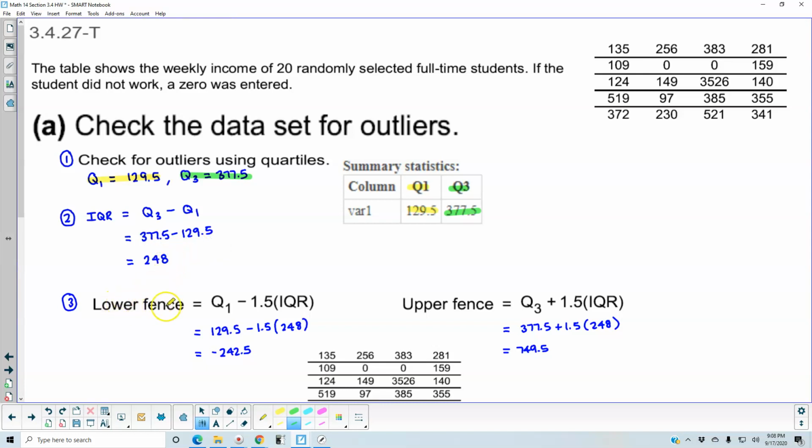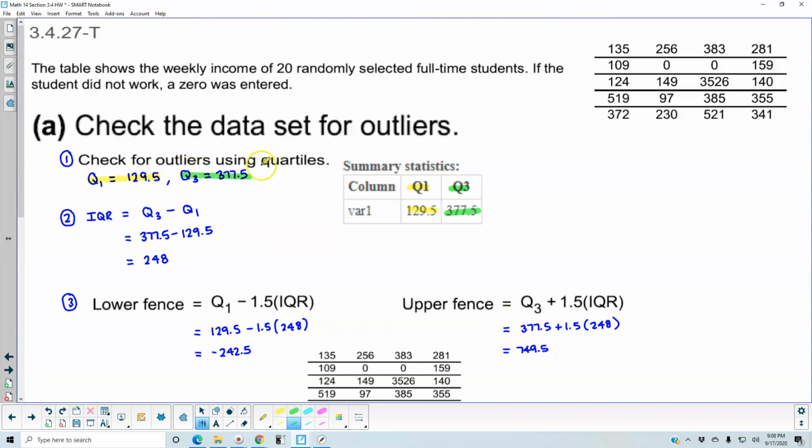Now, in order to find the lower fence, we're going to take quartile 1, which is 129.5, and subtract 1.5 multiplied by the interquartile range to get negative 242.5. And then to get the upper fence, we're taking quartile 3, which is 377.5, plus 1.5 times the interquartile range, which is 248, and we're getting 749.5.